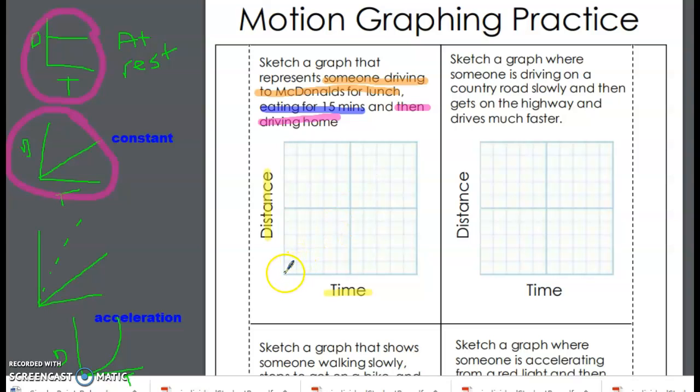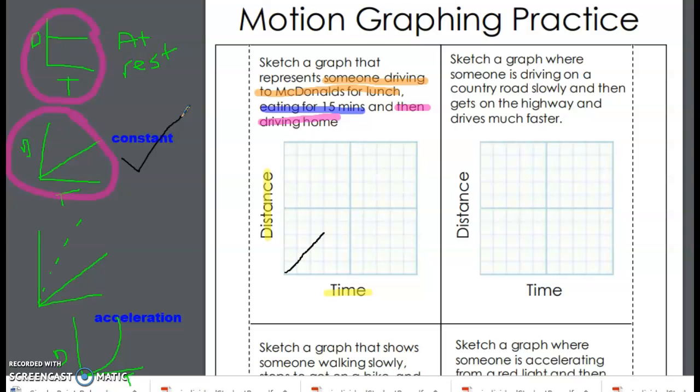So I'm going to drive to McDonald's. Do you guys agree that so far, looking at this graph, I have driven to McDonald's? That's all I've done. So I have this. I'm going to stop for 15 minutes. This is where, when this graph is not numbered, that it really comes into play, Xander.